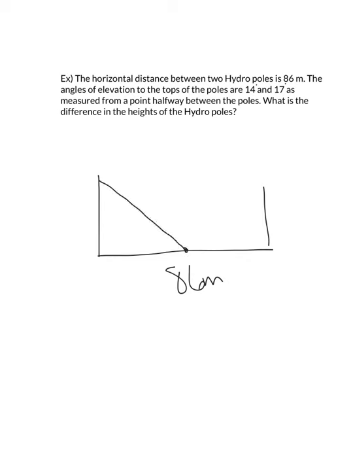Our last and final example says that the horizontal distance between 2 hydro poles is 86 meters. So I'm going to go ahead and draw my 2 hydro poles, and I know that the distance is 86 meters. The angles of elevation to the tops of the poles are 14 degrees and 17 degrees as measured from a point halfway between the poles. So right away, I know that I'm looking up, and this angle is 17 degrees, and this angle is 14 degrees. What is the difference in the heights of the hydro poles?